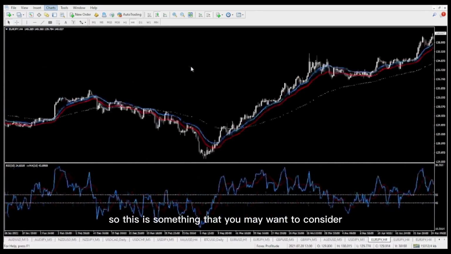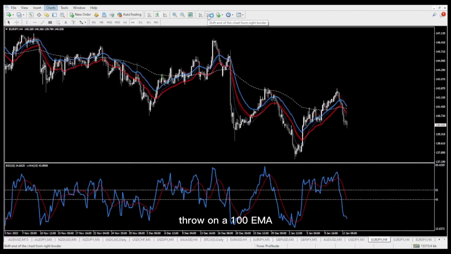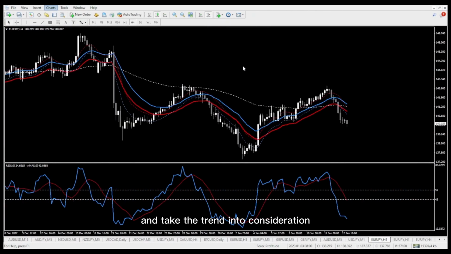So this is something that you may want to consider. Throw on a 100 EMA and take the trend into consideration when you are placing a trade. Again, you're going to find that the market does move in the trending direction when the trend is fairly strong. Now, if you have a market that isn't trending really dramatically, like this current market is right here, then trades in both directions become a little bit easier to do. But when you do have a market that is clearly trending, that is definitely going from up to down or down to up, then you may want to reserve your trades for just that trending direction.